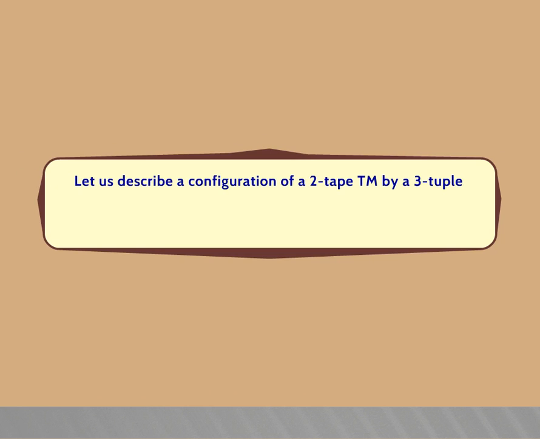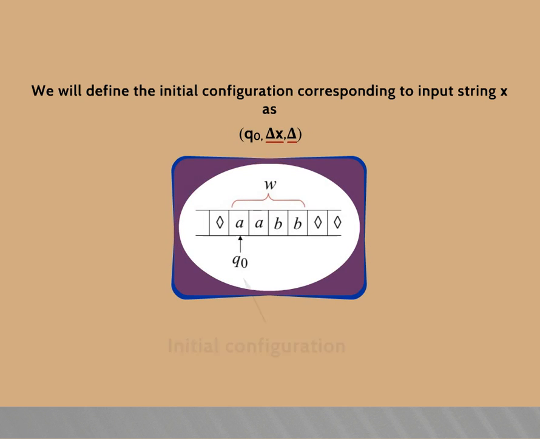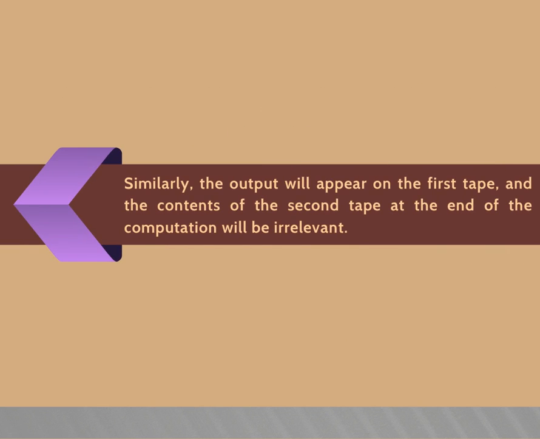Let us describe a configuration of a two-tape TM by a 3-tuple (q, x1a1y1, x2a2y2). We will define the initial configuration corresponding to input string x as (q0, Δx, Δ). Similarly, the output will appear on the first tape and the contents of the second tape at the end of the computation will be irrelevant.